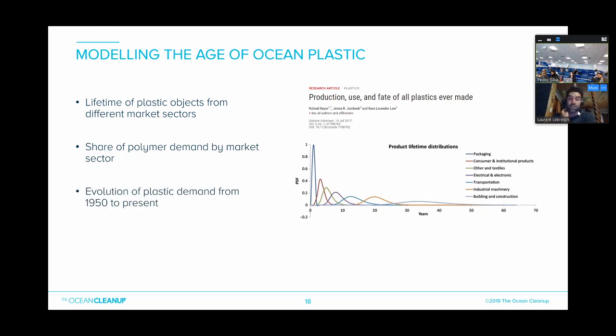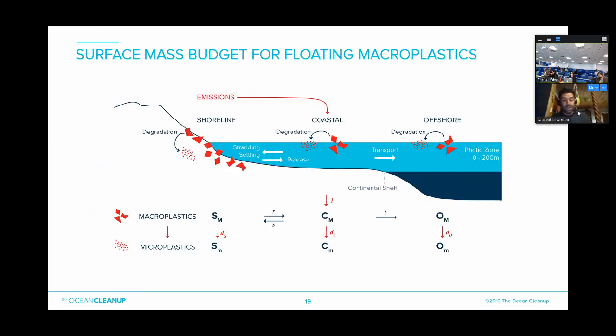We look at the evolution of plastic demand from the 50s to now, and then we only consider floating plastics; we discarded PET or plastic bottles, we discarded PVC, those kinds of things. Once we have this, we have an estimate every year of the proportion of the different types of plastic reaching their end of lifetime per market sector, and we can fit it into a simple box model that we built for the ocean.